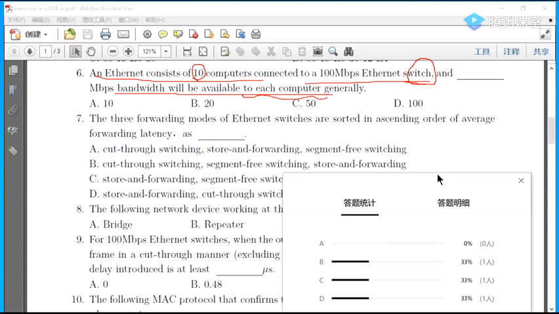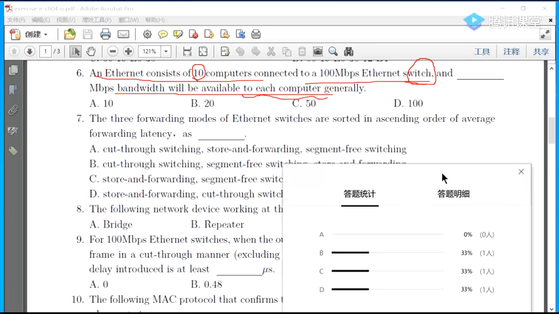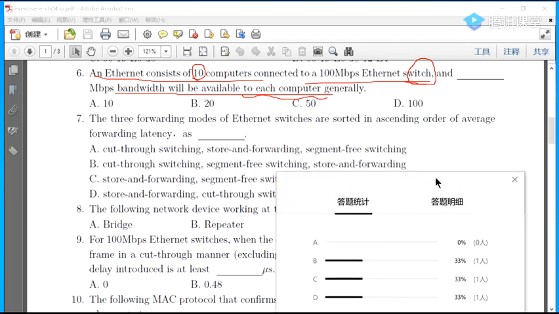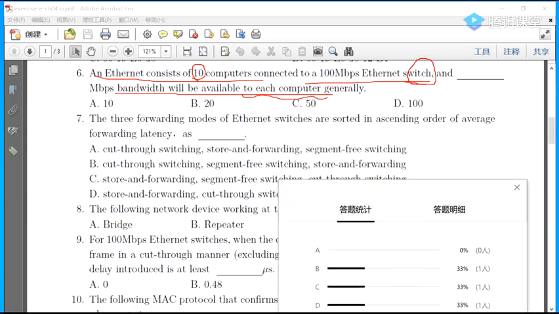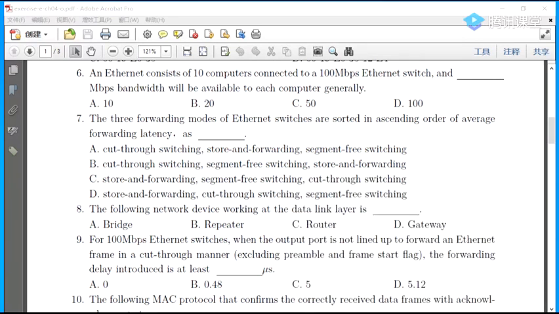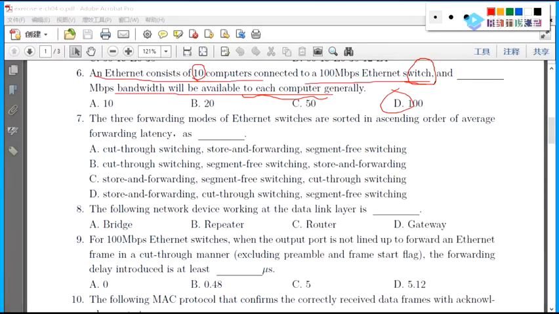I have found B, C, D. You have all chosen. Okay, the answer is D. Why is D? Because this is a switch.